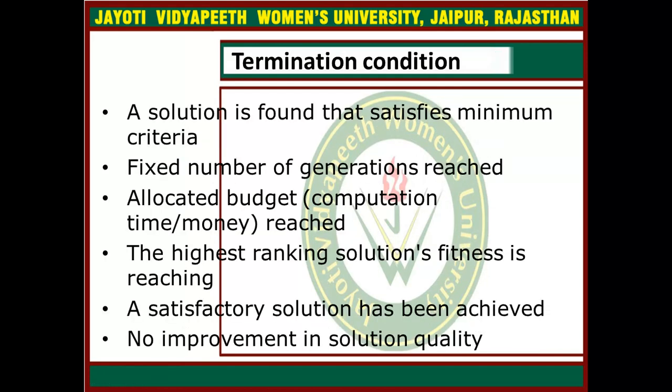Now next and last is the termination condition. In this termination condition, a solution is found that satisfies minimum criteria. Okay, so this is when the fixed number of generations is reached, the allocated budget, computation time or money is reached, the highest ranking solution's fitness is reaching, a satisfactory solution has been achieved, and there is no improvement in solution quality.